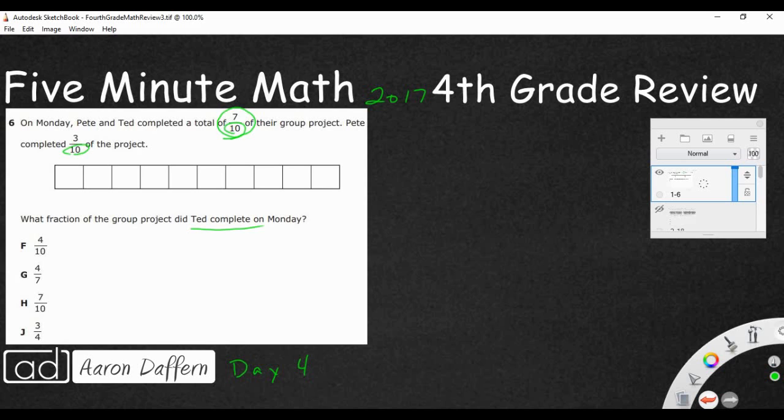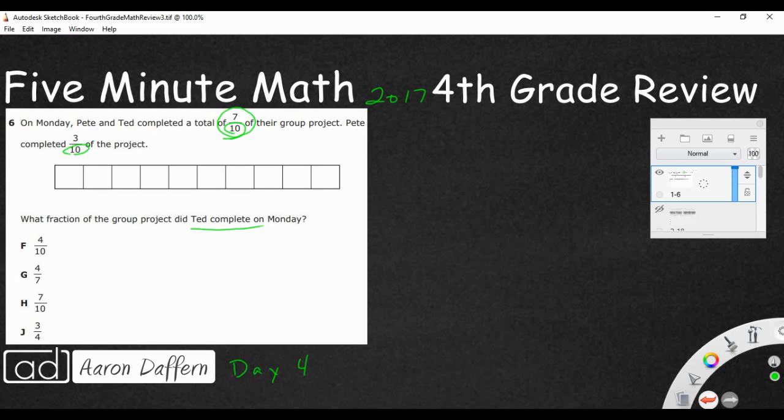In the fifth grade is when you start getting into adding and subtracting fractions with unlike denominators and having to do some extra work before you can do that. But this is a fairly straightforward problem. So we have a visual that we can use, and I suggest we use it. Pete and Ted completed a total of 7/10.